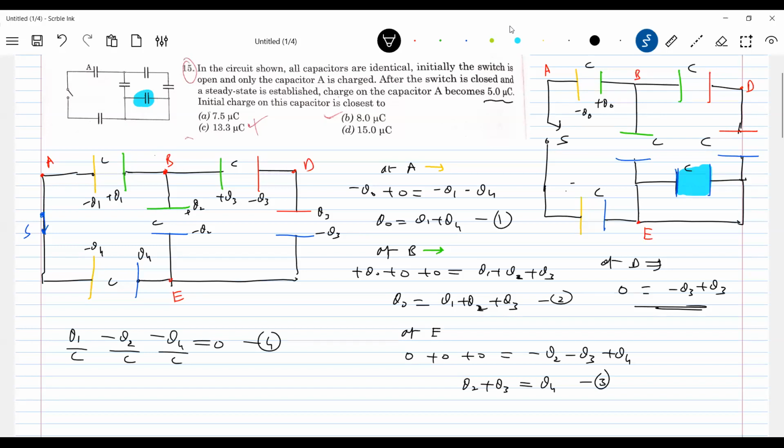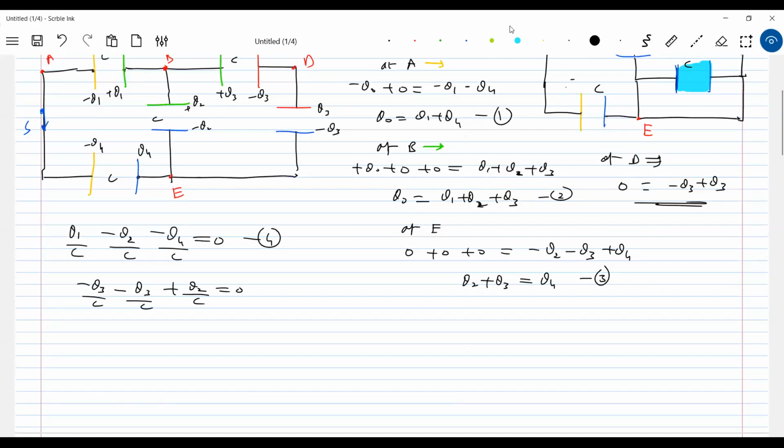If you want, you write one more here. These two are in series, same charge, plus Q2 by C. I think here one very good relationship between Q3 and Q2 we will get. Look at this loop here. Traversing the loop: minus Q3 by C minus Q3 by C plus Q2 by C. Solving this, Q2 is equal to... I think slowly we can get all the things, no?